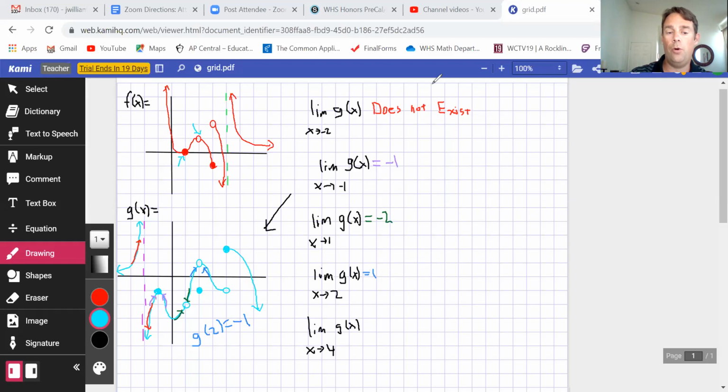And let's try one more here. At 4, from the left side, it approaches -1. From the right side, it approaches +2. Since I didn't go to the same value, I say that this graph right here does not exist.